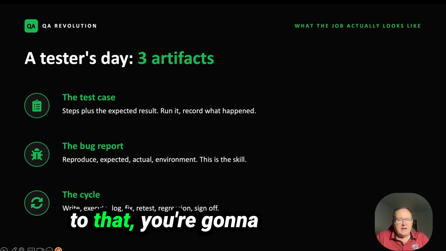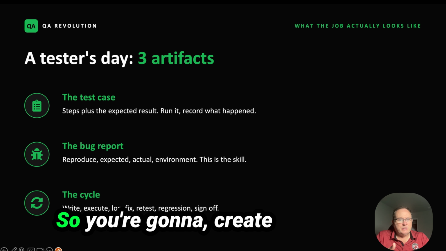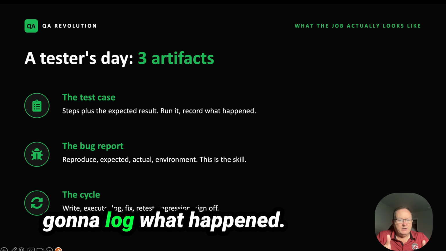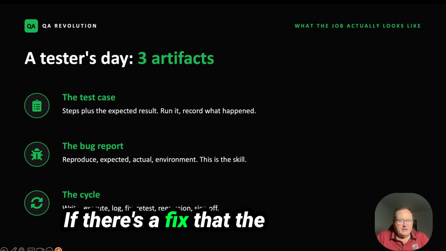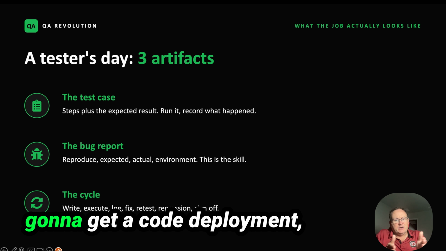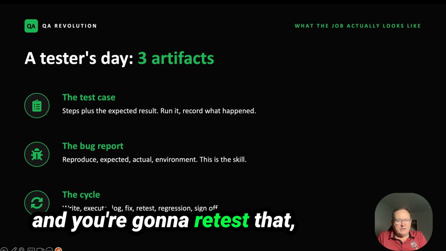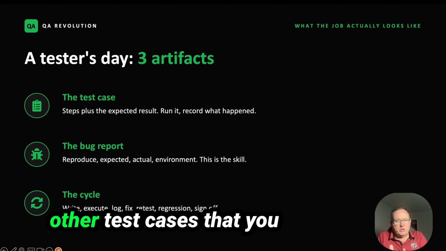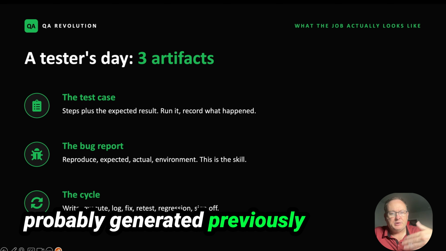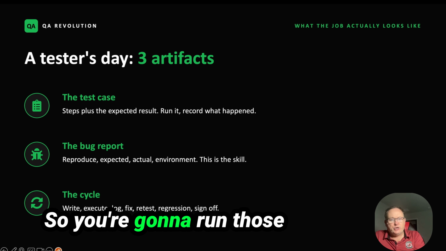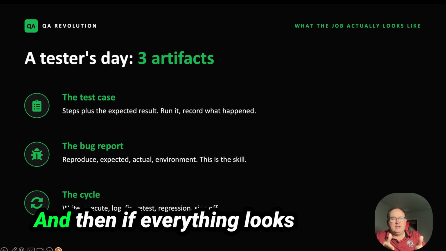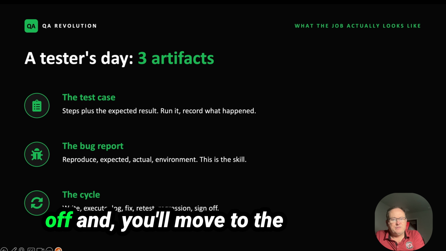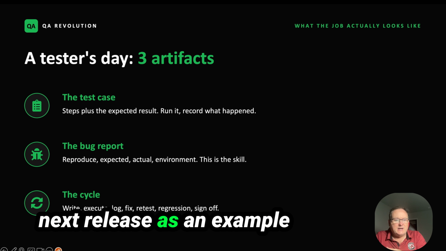And then in addition to that, you're going to have different cycles. So you're going to create test cases, you're going to write them, you're going to execute them, you're going to log what happened. If there's a fix that the developer does, then you're going to get a code deployment and you're going to retest that, make sure that's working well. In addition to that, there's other test cases that you probably generated previously on previous features. So you're going to run those in a regression suite. And then if everything looks good and there's no major issues, then you're going to sign off and you'll move to the next release as an example.